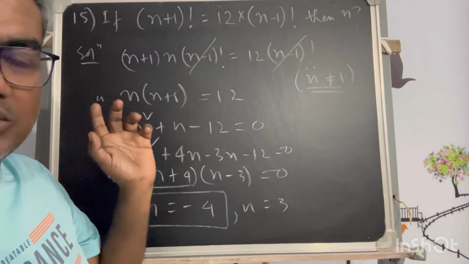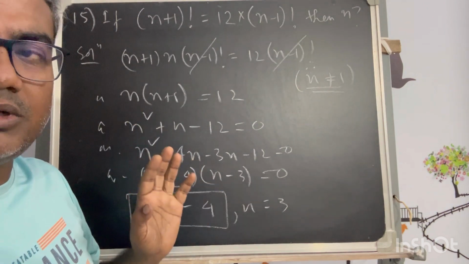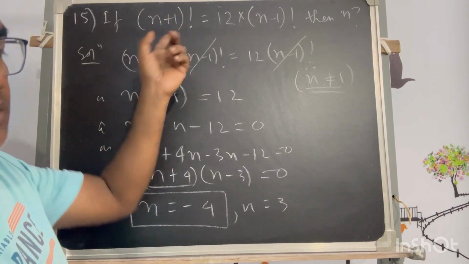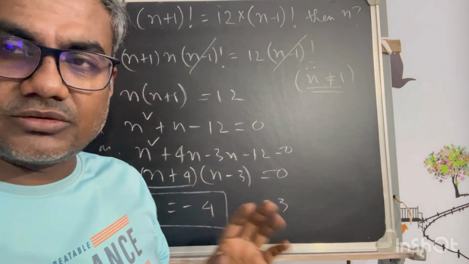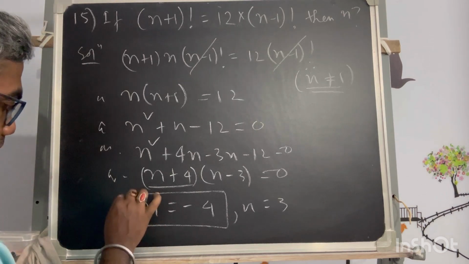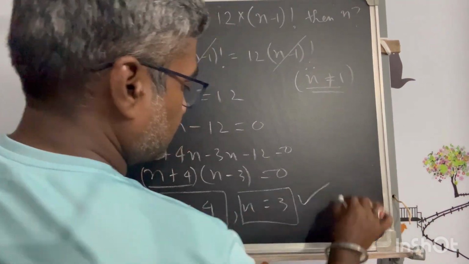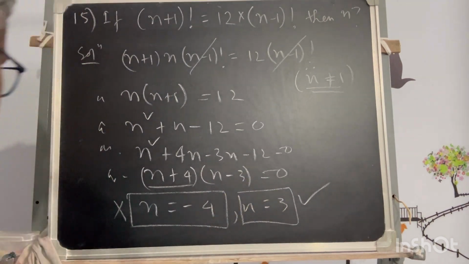Now if I put n is equal to minus 4, this becomes an undefined factorial, because a factorial of a negative number is not allowed, that cannot be defined. So we cannot accept this result. So only solution we are having is this one. So your answer should be n is equal to 3. Understand? Okay.